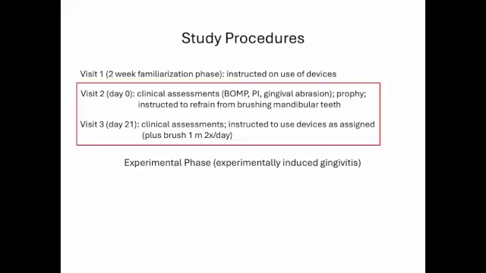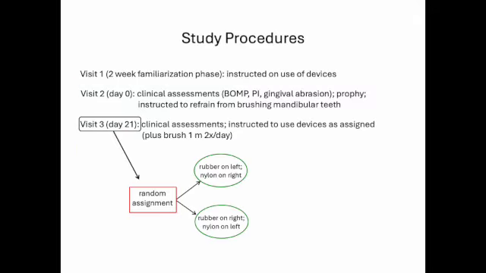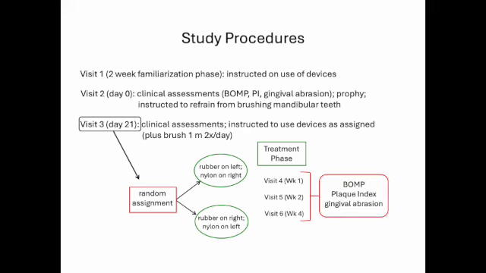From day 0 to day 21 is the experimental phase, where they're inducing gingivitis. Also, this visit is when they're randomly assigned, because it says instructed to use the devices as assigned. This is when they are randomly assigned to either the rubber one on the right and the nylon on the left, or the other way around, and the treatment phase starts. They have 3 visits under the treatment phase: a week after visit 3, a week after that, and then 2 weeks after that. And at each of those, the clinical measurements are taken again. And on the last visit, they also are asked about their perceptions of the devices.